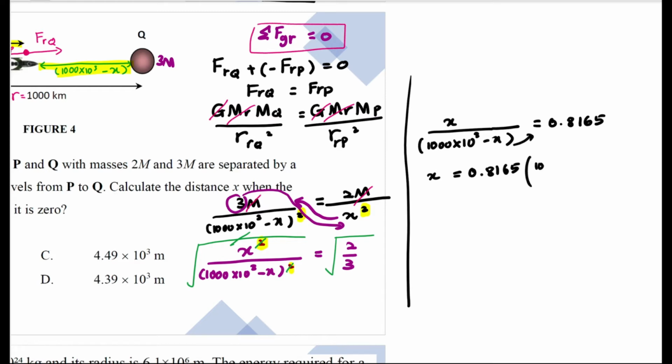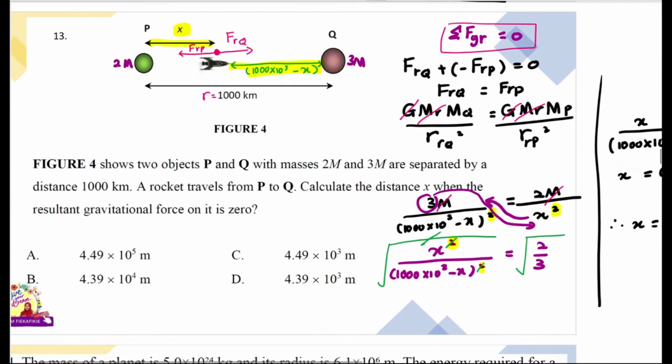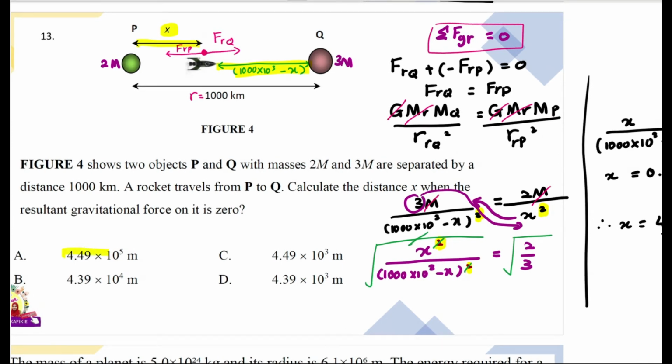Okay, times 1000 kilo minus X. So, now we can solve for X. Therefore, X is equal to 4.49 exponent 5 meter. Okay, so this is the answer, and the answer is A. Alright, jangan tersilap. Okay, the answer is A. Okay, so finish question 13.